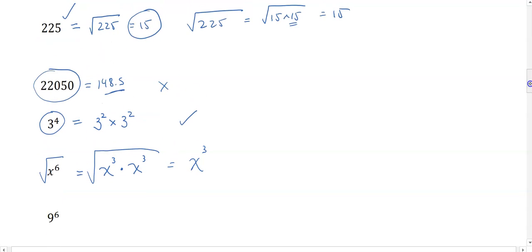What about 9 to the power of 6? Okay, well, we could go to our calculator, type in 9 to the power of 6, and then take the square root of it, or we can use our idea that we just used. Well, I can break it into 9 to the power of 3 by 9 to the power of 3. Instead of x, I'm just using 9. So therefore, the square root would be 9 to the power of 3, one of those two equal factors. Okay.